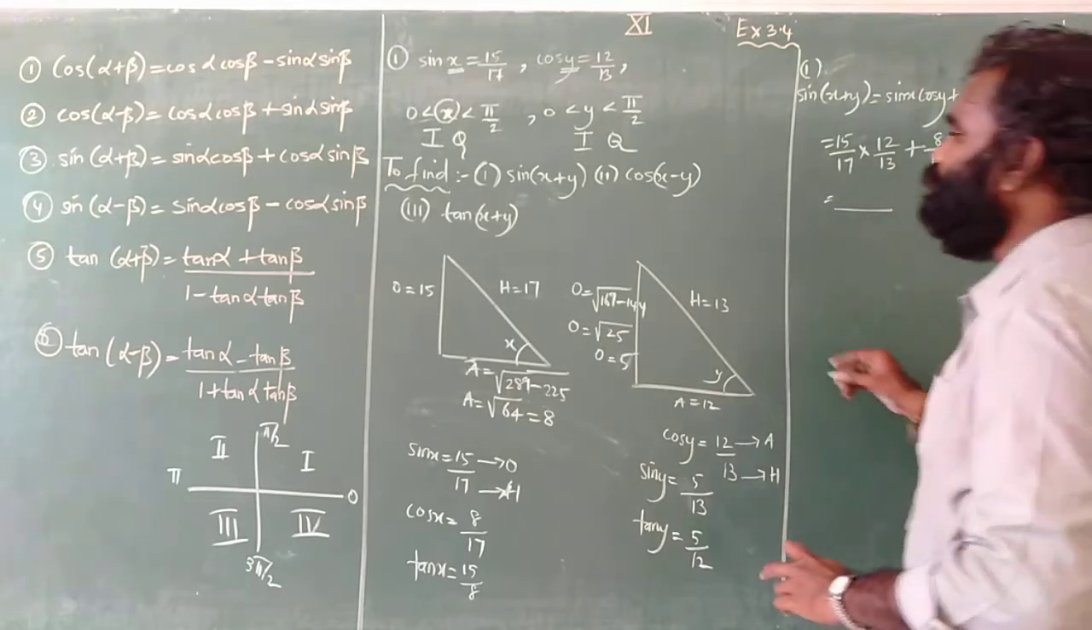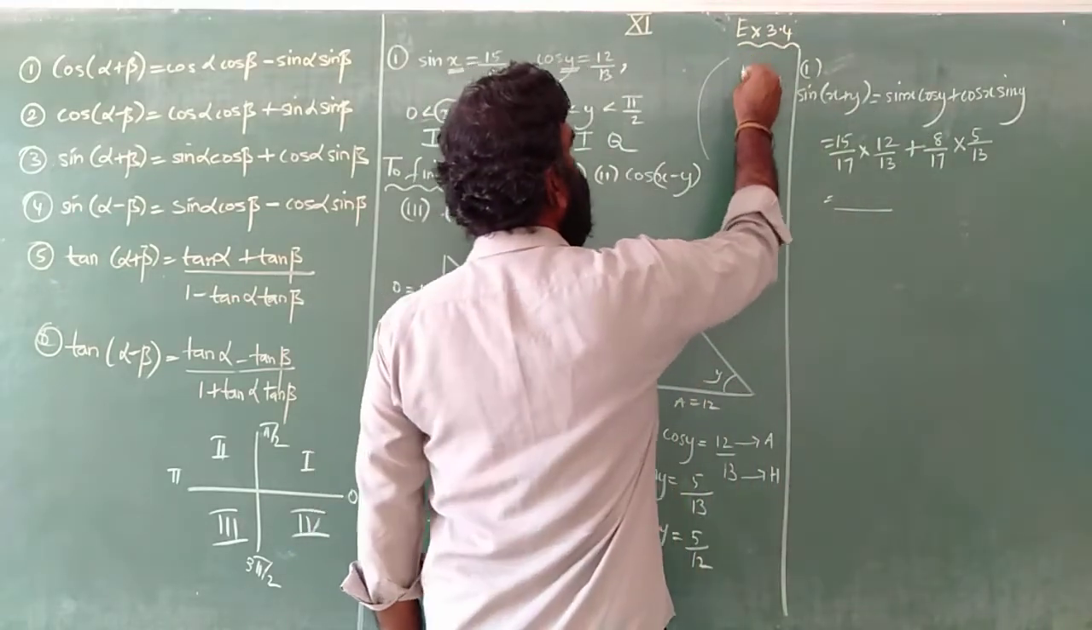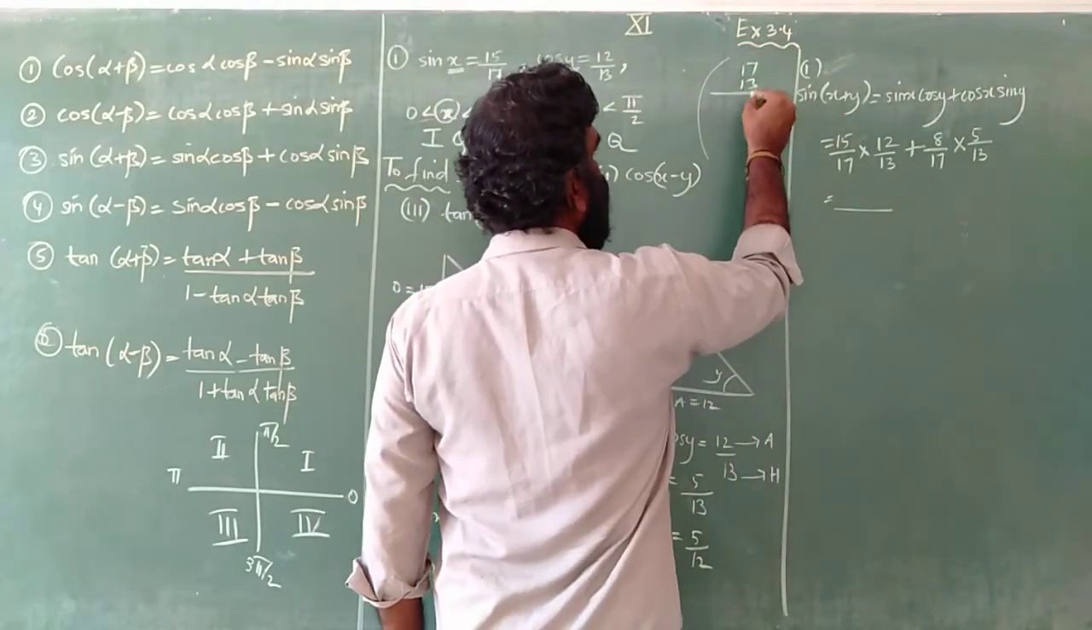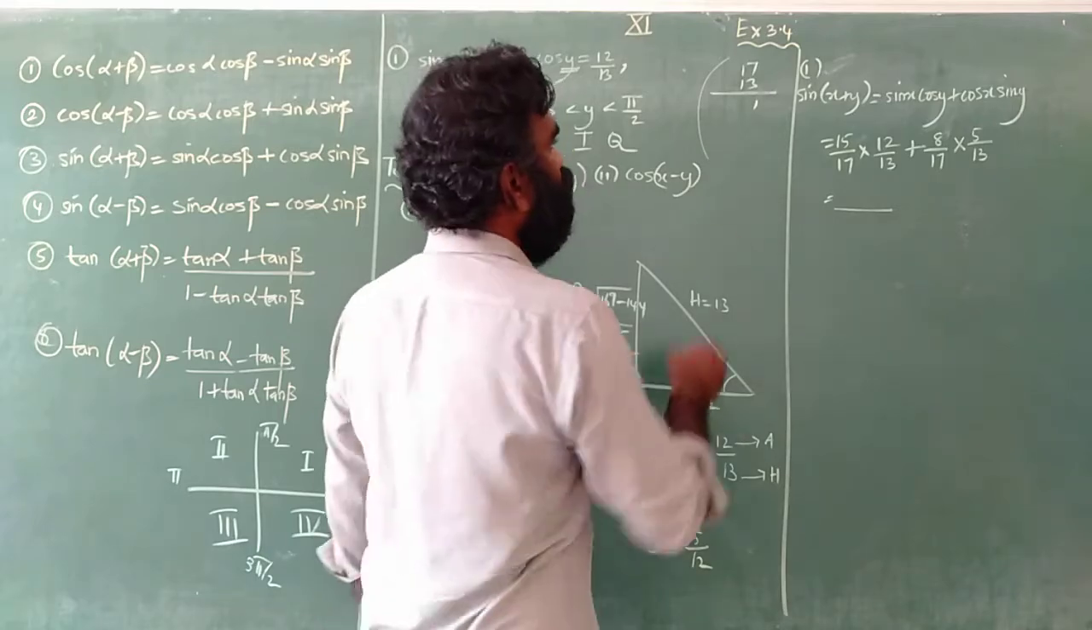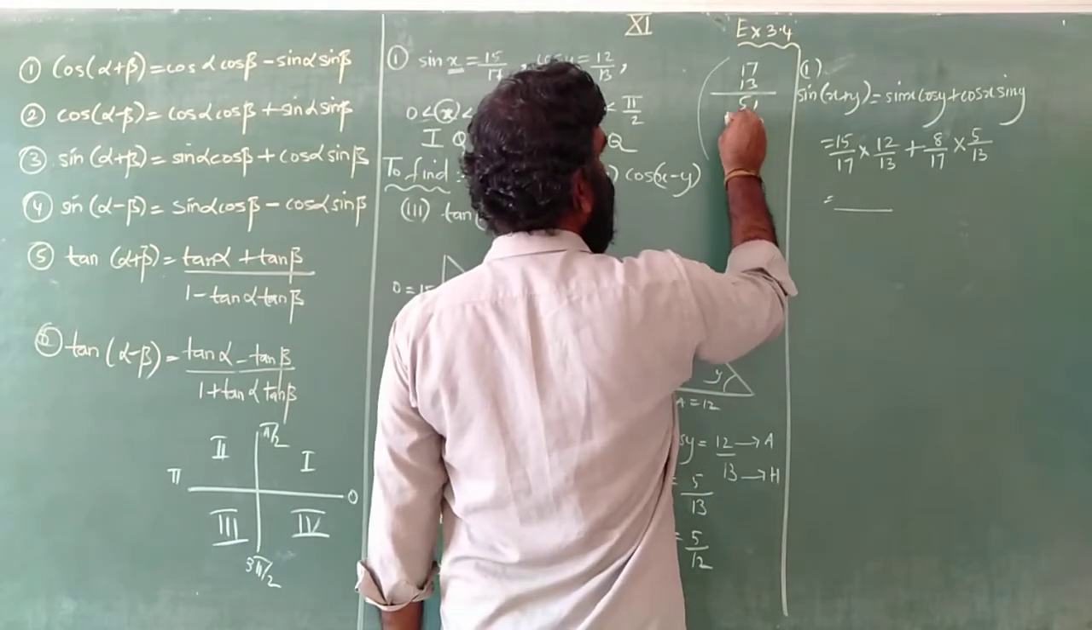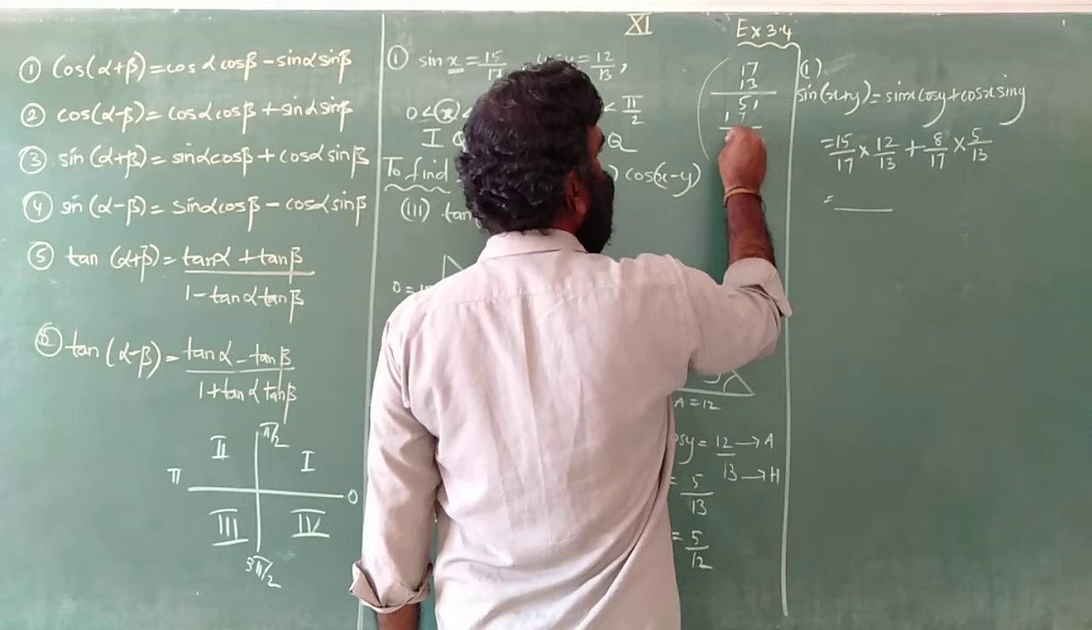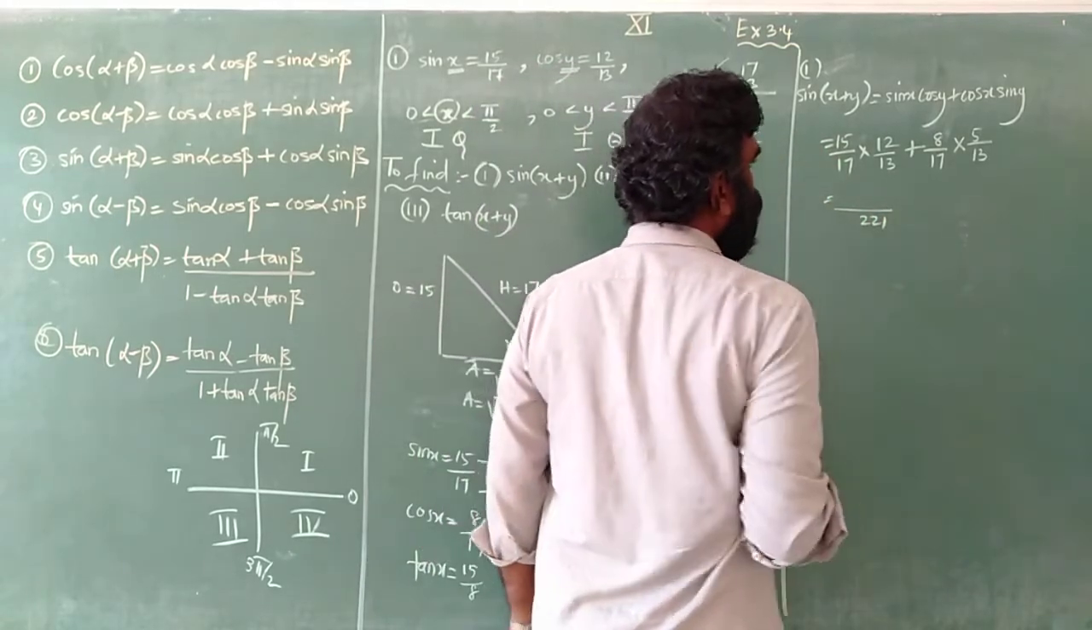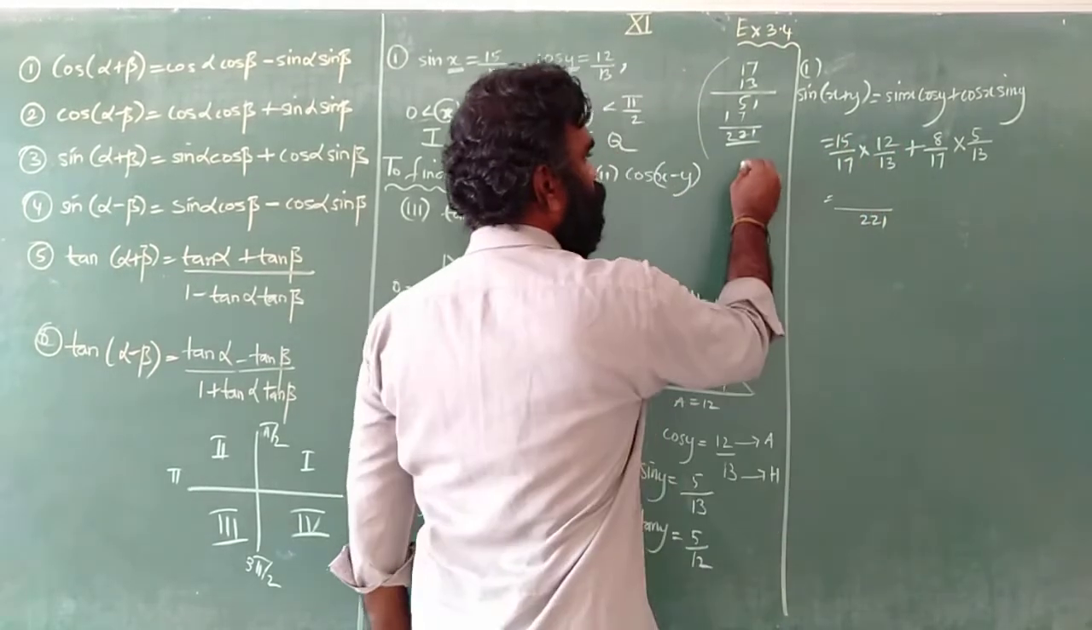17 into 13. We need to multiply, no? So we need to multiply. 17, 13. 7 3s are 21. 1 carry over 2. 3, 4, 5. Next is 7, 1, 1, 12, 221. This will be 221. Next is 15 into 12.